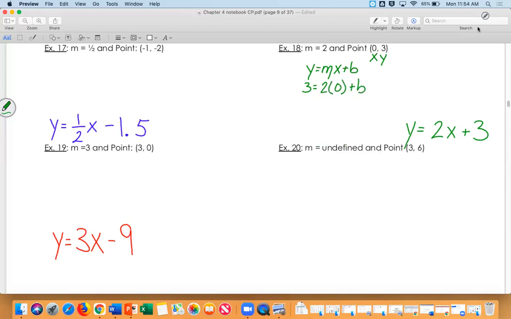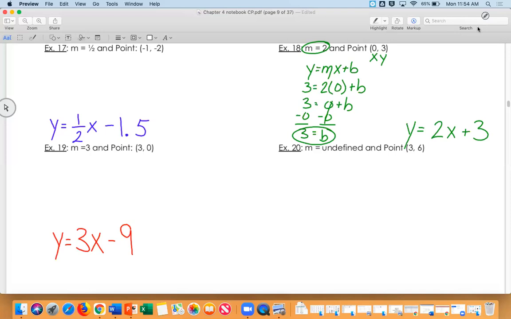2 times 0 is 0. To get rid of a positive 0, we can subtract it. We get 3 equals b. M is 2, b is 3. So that's how I get y equals 2x plus 3. You okay now, Joey? Yeah, that helped. Thank you.